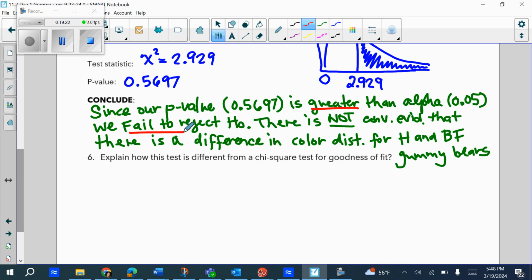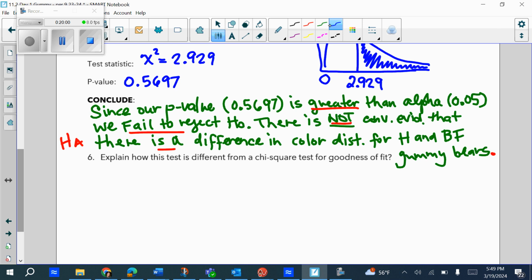Now, we're going to go ahead and state that there is not convincing evidence that, and this is where you state the alternative hypothesis. Since our hypotheses are in sentences, it makes it really easy to write. So we would say that there is not convincing evidence that there is a difference in color distribution for Haribo and Black Forest gummy bears. It's kind of awkward that we're saying that there's not convincing evidence that there is a difference, but that's the way we need to state this.